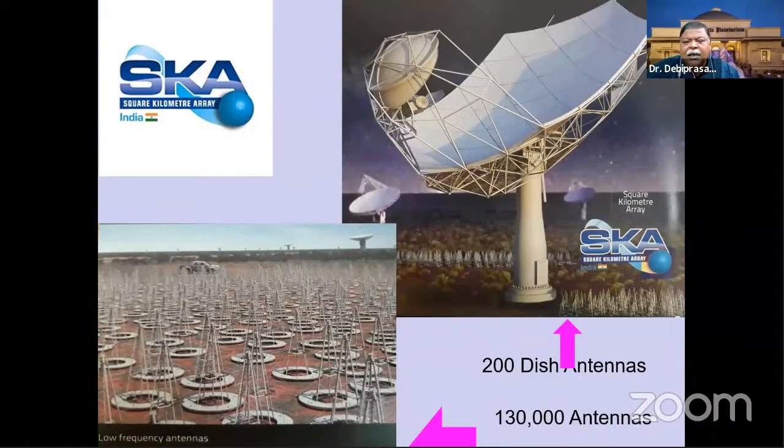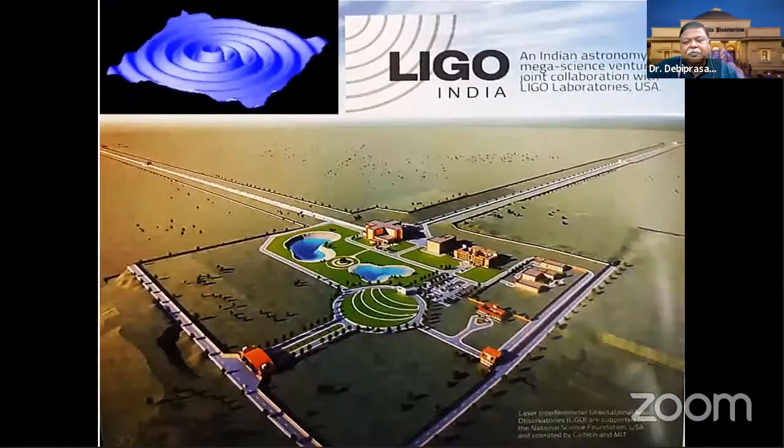Not only that, some of you must have heard about SKA, the Square Kilometer Array Project. It is one of the biggest projects in astronomy in radio wavelength bands. And when fully functional, it will be 10 times more efficient than any radio antenna that is there on our Earth. It comprises 200 dish antennas in South Africa and 130,000 small dipole antennas in Australia. And amazingly, India is one of the main international partners of the SKA project.